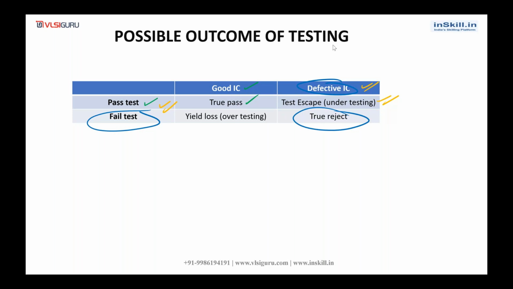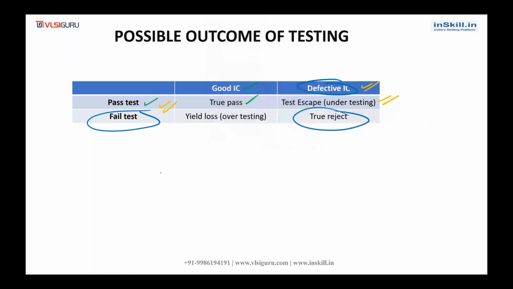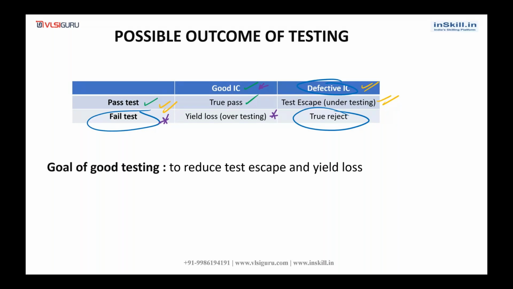And if a good IC fails the test, it is called yield loss. It is also called over testing. So the goal of good testing is to reduce the test escape and yield loss.